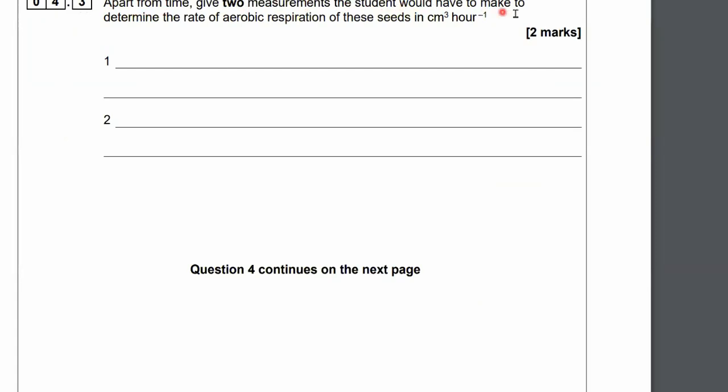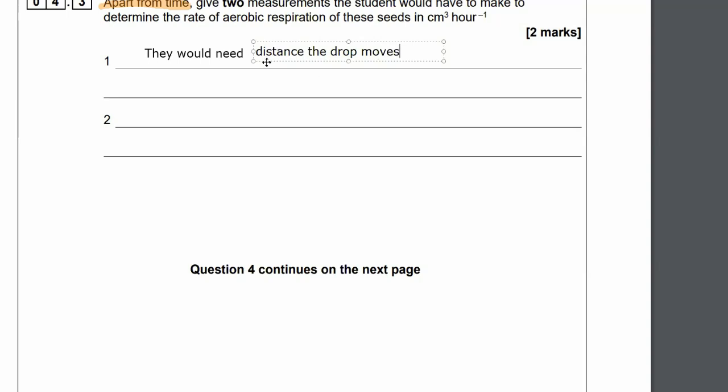Apart from time, give 2 measurements the student would have to make to determine the rate of aerobic respiration of these seeds. So we know that you need time when you're calculating rate, but what other measurements should we do? Well, check out the units they've left us. Aerobic respiration, if you use your highlighter, this will trigger your memory. So always use a highlighter in the exam. Aerobic respiration of these seeds in centimeter cubed per hour.